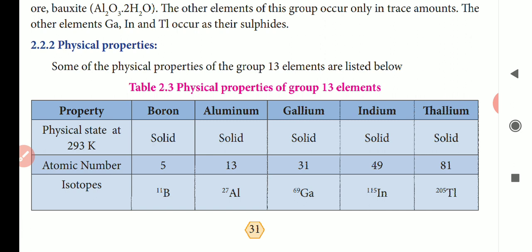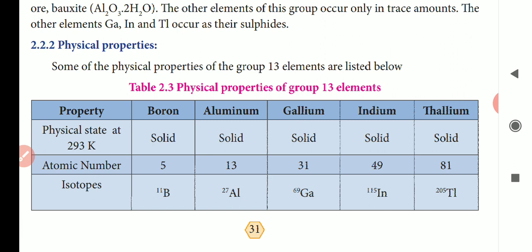Listen here, boron is the only non-metal, the remaining are all metals, we know that: aluminum, gallium, indium and then thallium. As we move from left to right, the metallic properties decrease and non-metallic properties increase. As we move down the group, the metallic characteristics increase and the non-metallic characteristics decrease.